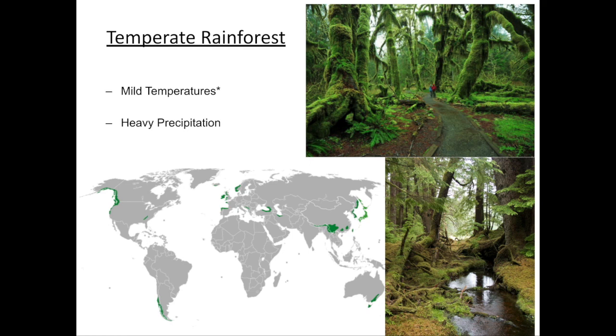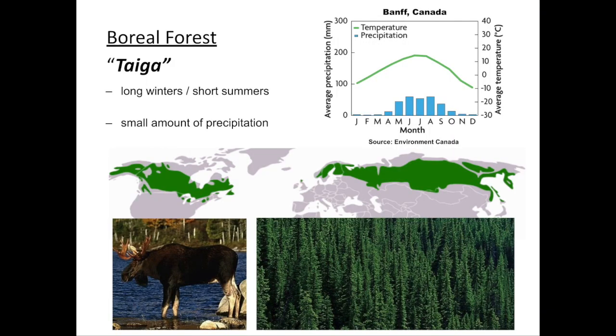And our temperate rainforests tend to have mild temperatures, heavy precipitation. These will be more mild, have more mild climates than where we find the temperate deciduous forests. And then the boreal forest, the taiga. Taigas have long winters and short summers and small amounts of precipitation.